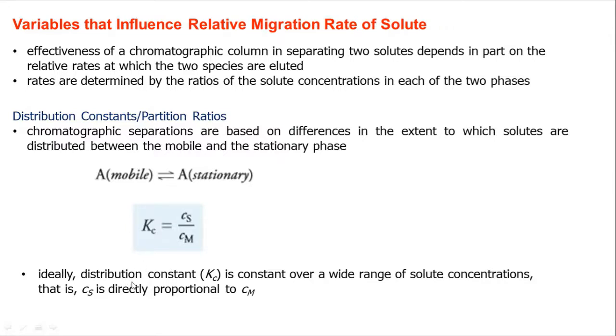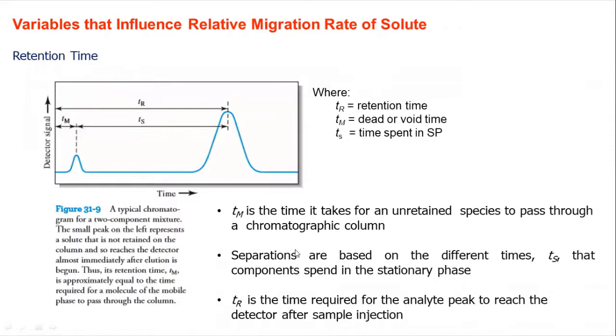So ideally, the distribution constant or K is constant over a wide range of solute concentration. That is, Cs is directly proportional to Cm. So first variable that influences the relative migration rate of solute is the retention time. So Tm, where it is the dead or void time, is the time it takes for an unretained species to pass through a chromatographic column.